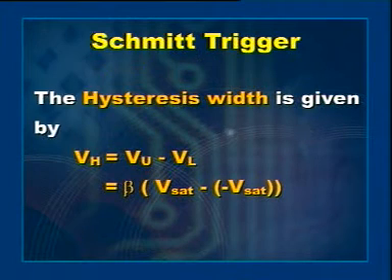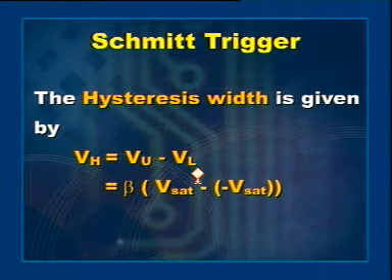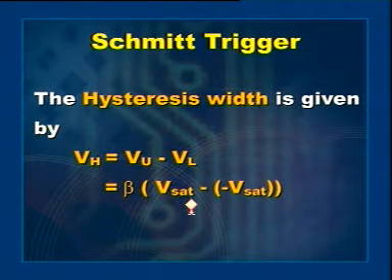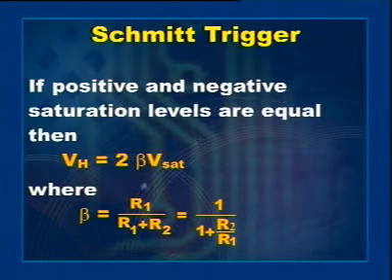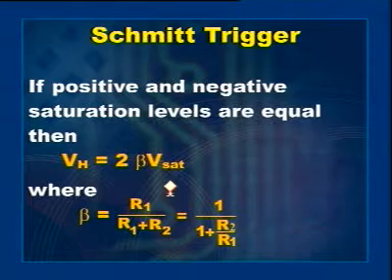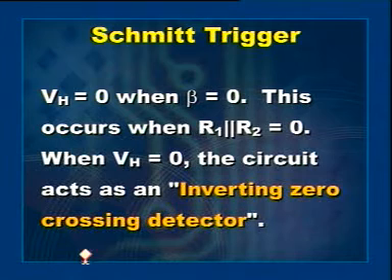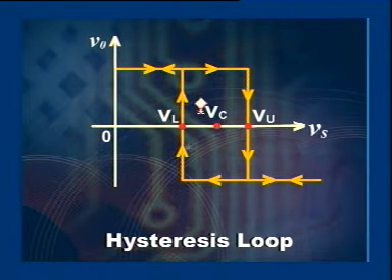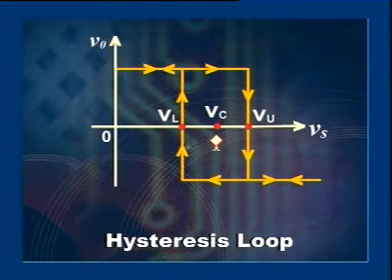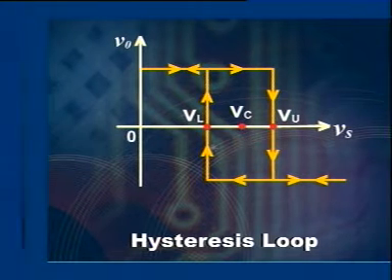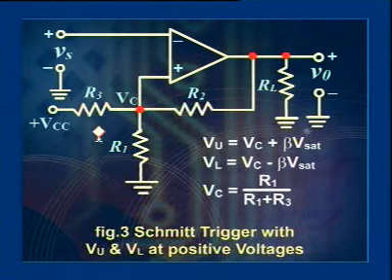The hysteresis width is given by Vh equal to Vu minus VL, that equals beta times Vsat minus of minus Vsat. If positive and negative saturation levels are equal, then the hysteresis width Vh equals 2 beta Vsat. When Vh equals 0, the circuit acts as an inverting zero crossing detector. The trigger levels Vu and VL can both be shifted to positive voltages so that they are symmetric around a certain positive voltage rather than 0 voltage. This is achieved by adding plus VL to the non-inverting input terminal, as shown in the figure.